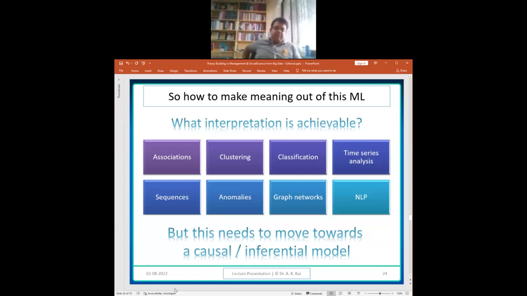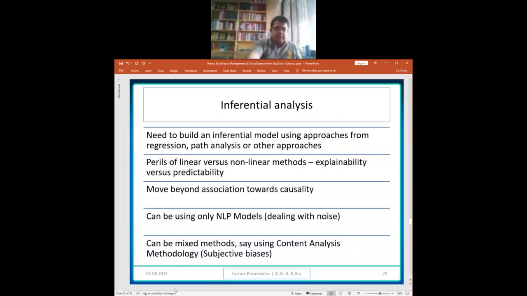But the idea is we need to move beyond that and say that we are moving towards a causal or inferential model in which we say that these factors that we have identified, we can look at how these factors explain the dependent variable in any particular way.